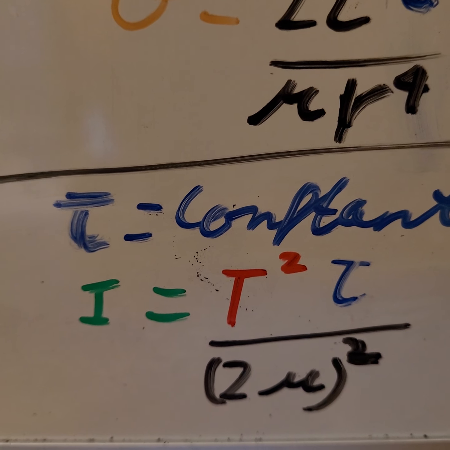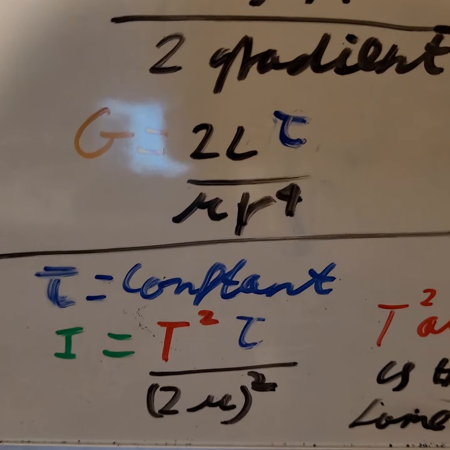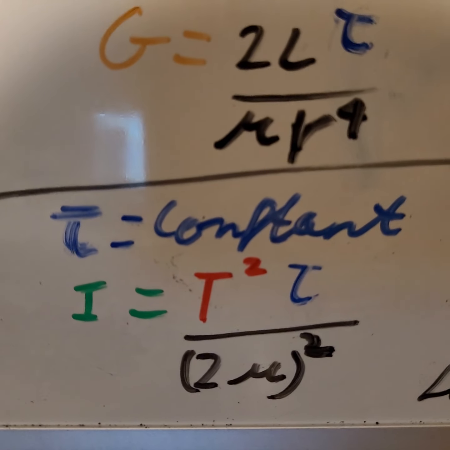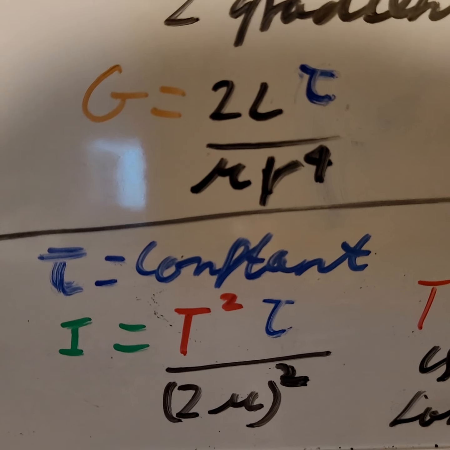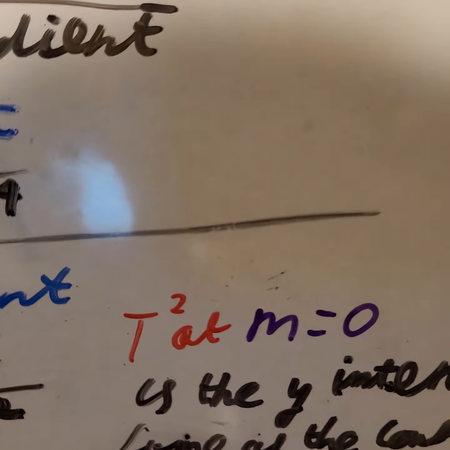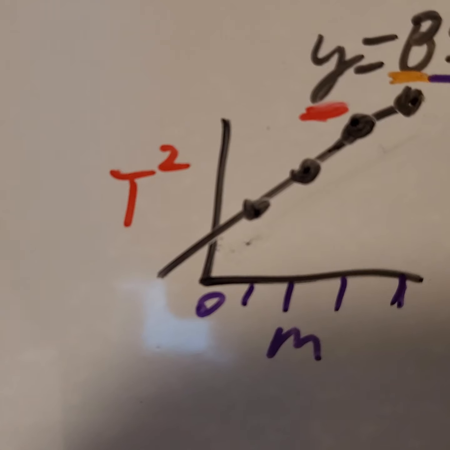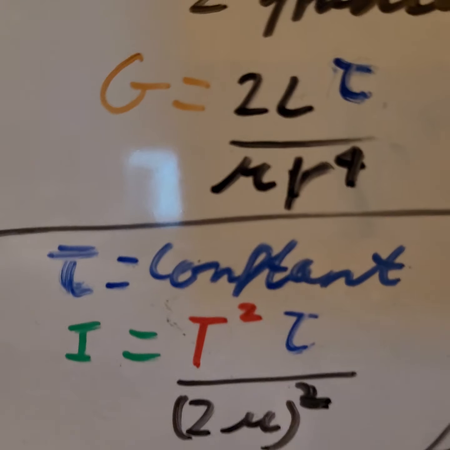Sorry about that. So yeah, you have I here, the moment of inertia. That's what we're actually solving for. We want the moment of inertia during the unloaded state. So we find T squared at m equal to 0. Find what T squared is, and basically plug it into this equation.